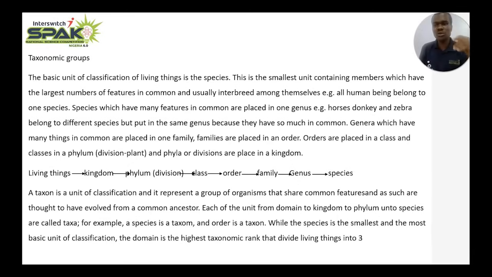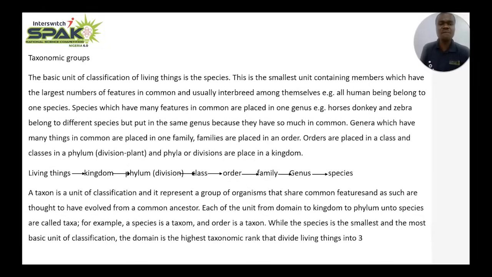People that belong to the same species can interbreed easily and give rise to fertile offspring. Organisms that belong to the same species can interbreed. That is why you say men marry men. Domestic fowl marry among themselves, and dogs among themselves. So it is at the level of species that organisms interbreed and produce offspring that are fertile. And I must tell you, all human beings belong to one species, which is Homo sapiens. That's the scientific name.